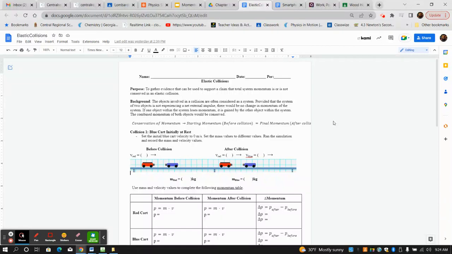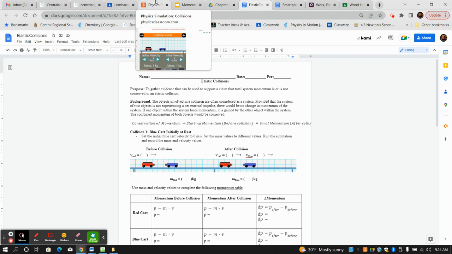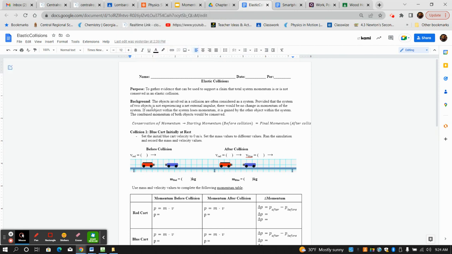All right, so we're working on our elastic collisions here. So for this, guys, what you're going to be doing is you go to the Physics Classroom simulation for collisions. Remember what we just talked about, that the momentum before the things collide is going to equal the momentum after the collision. So in collision one, they tell you what they want.